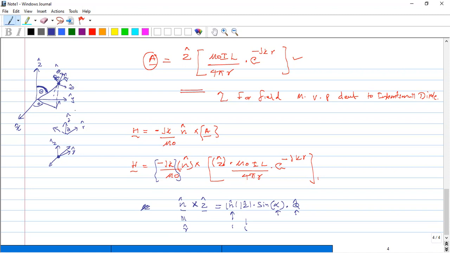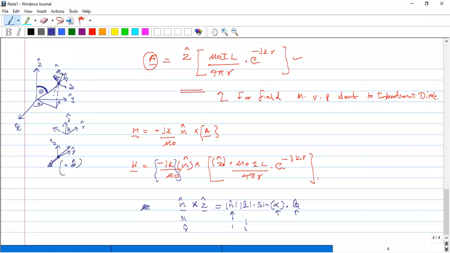So this is theta hat. The resultant vector is phi hat or minus phi hat. Inside the paper, it will be phi hat. If it is outside the paper, it is minus phi hat. So use the right hand rule, and you will get that it is outside the paper. That is minus phi hat.